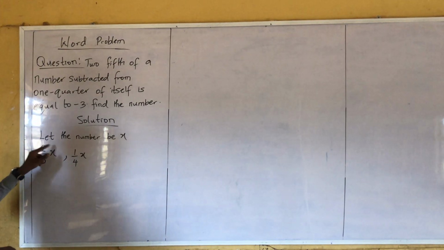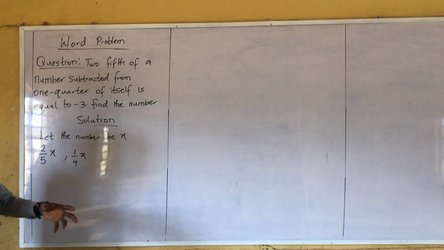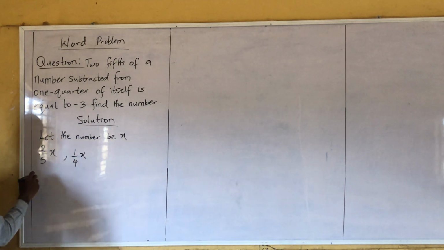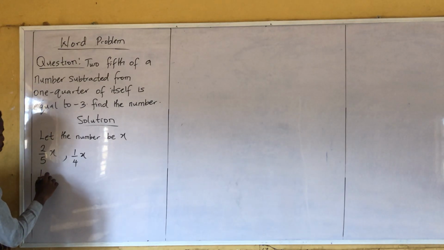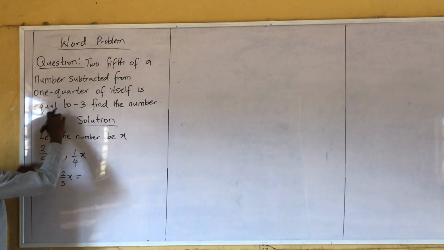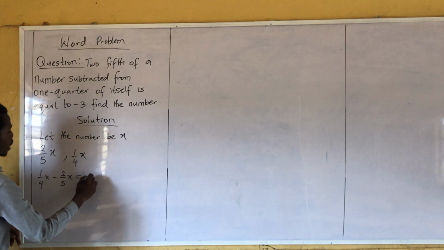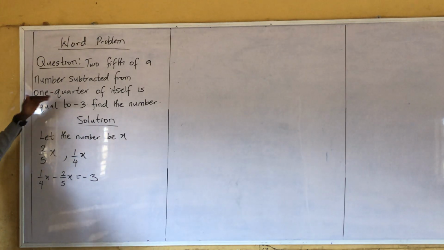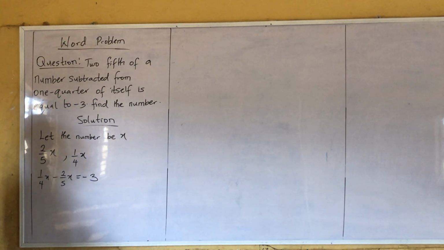Now let's fit all of this into the question, the way it goes. 2/5 of a number is subtracted from 1/4 of itself, so we are removing this from this, which mathematically is going to be 1/4x minus 2/5x. They said it is equal to -3. So we've been able to interpret the question into an equation.